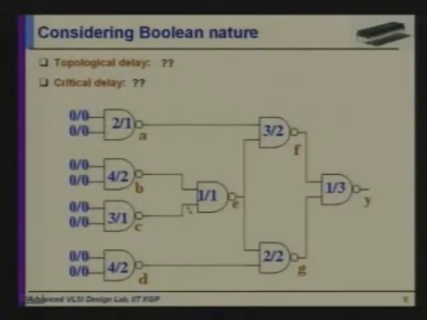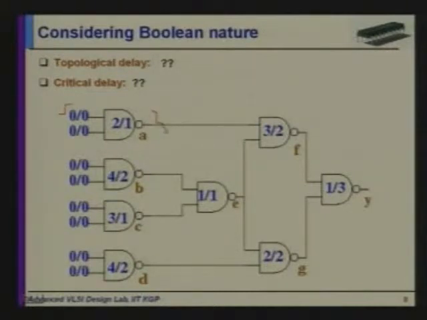Now we will consider the Boolean nature of the circuit and try to find out the delay. So suppose this is the given circuit and the delay model has been improved here. The delay model here is the rise delay slash fall delay. That is the notation here. Okay. So for the first gate, 2 is the rise delay, 1 is the fall delay. Any transition here, if there is a rise transition, since it's a NAND gate, the output will be a fall.